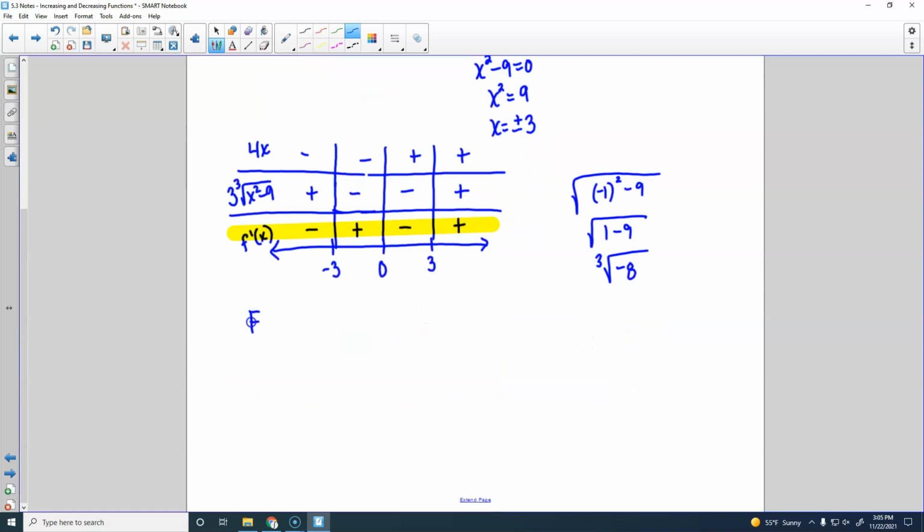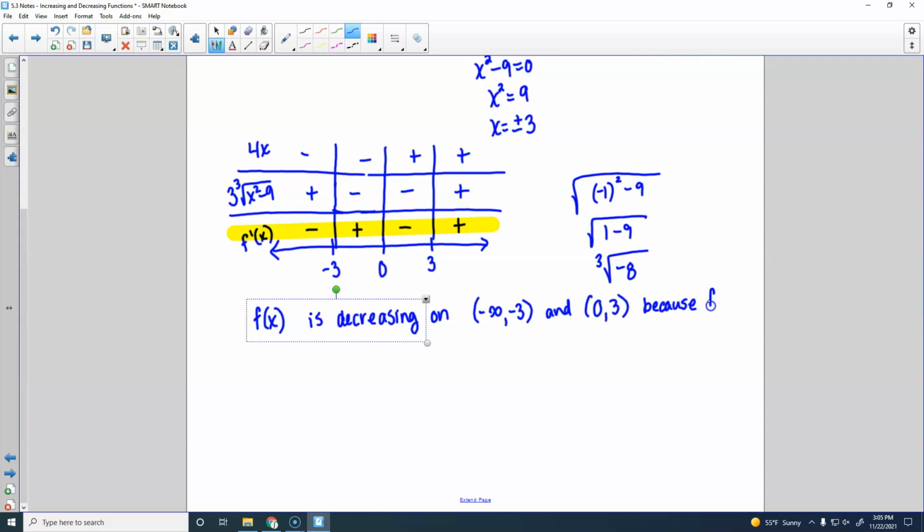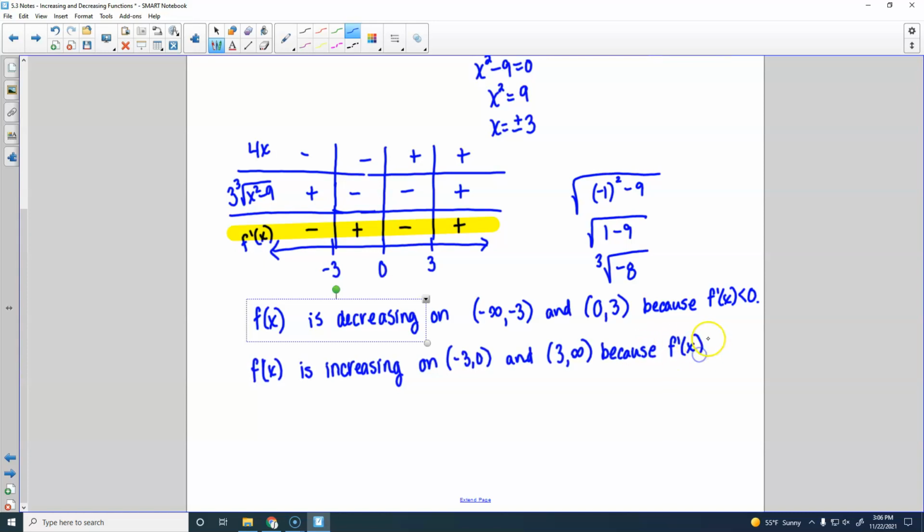So you would have to say, f of x is decreasing on negative infinity to negative 3 and 0 to 3 because the derivative f prime of x is less than 0. f of x is increasing, you write this down, on negative 3 to 0 and 3 to infinity because f prime of x is greater than 0.